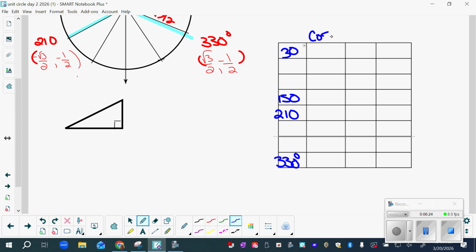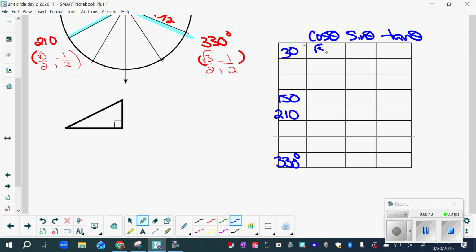So go ahead, do your cosine, do your sine, and if you want to hold tight on the tangent, I'll explain the tangent in a second. Go ahead and fill out what you got. We'll do the tangent in a minute.